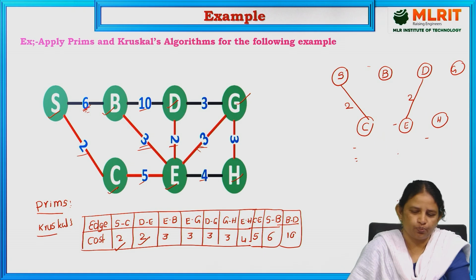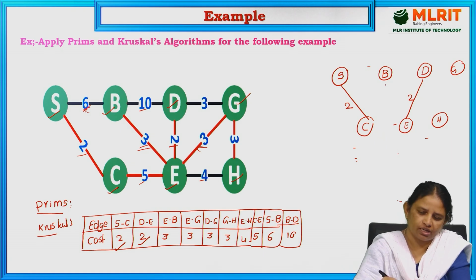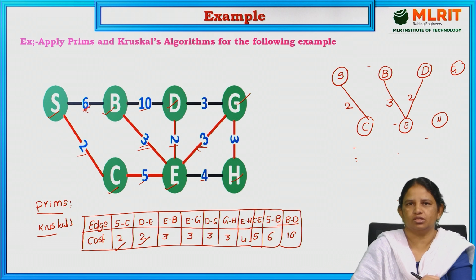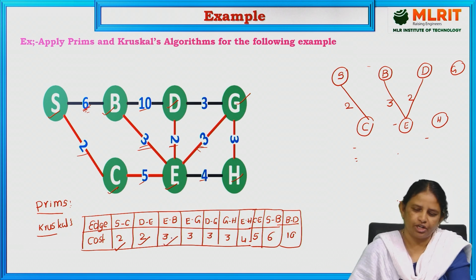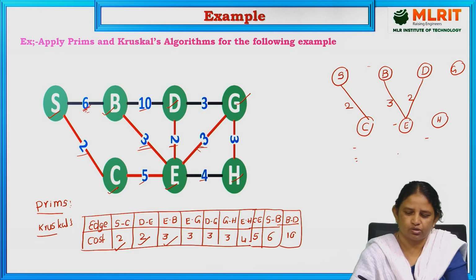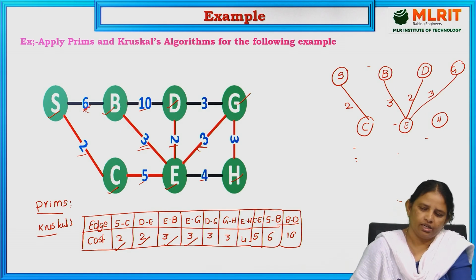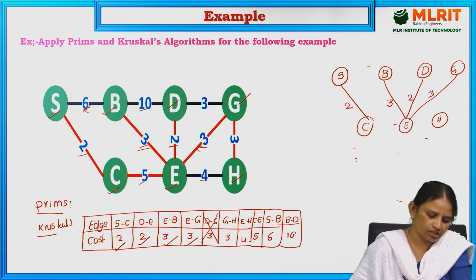Next E to B. Total cost is 3. Does not create any cycle. Next E to G. Cost is 3. It also does not create any cycle. D to G. D to G forms the cycle. Don't include it in the spanning tree.